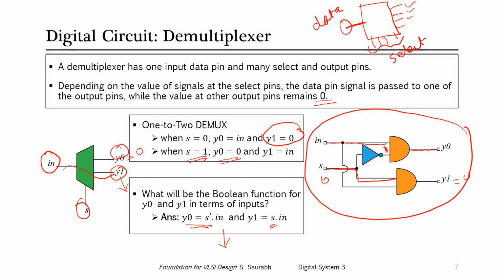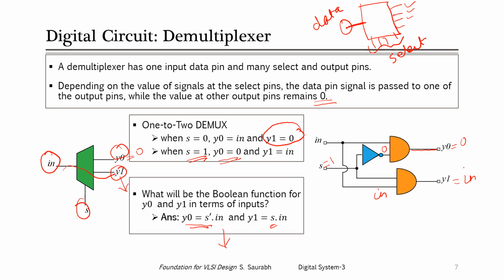And when S is equal to 1, the inverter will produce a value of 0, and this Y0 will become 0. And whenever S is equal to 1, whatever the in was there, that will pass to the Y1, right? So this is implementing the demultiplexer.